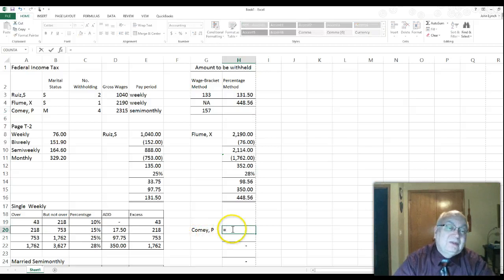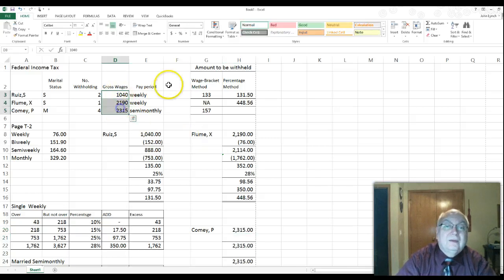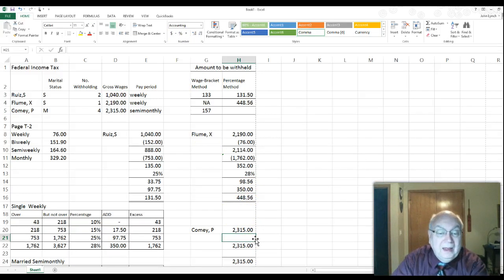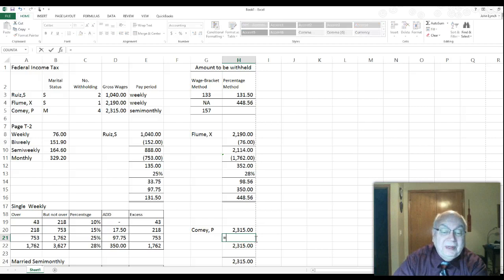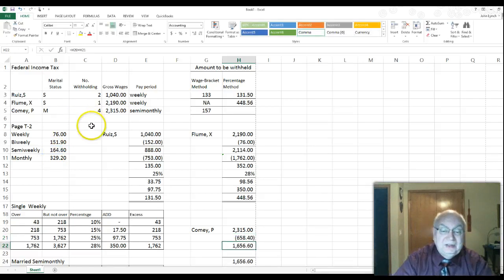Okay, and I want to do one more to help a little bit, and that was for this one. This was a different chart. So a semi-monthly chart, the gross pay was $23.50. This individual is married with 4, but we don't care at this point. This was semi-monthly, so we take the 164 times the number of allowances. So we subtract off 658.40.